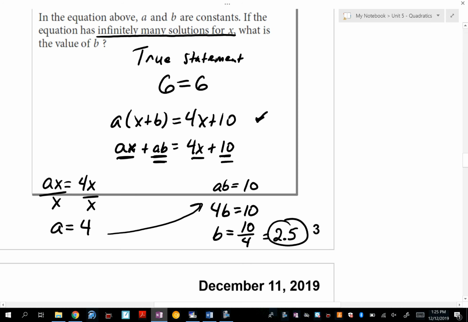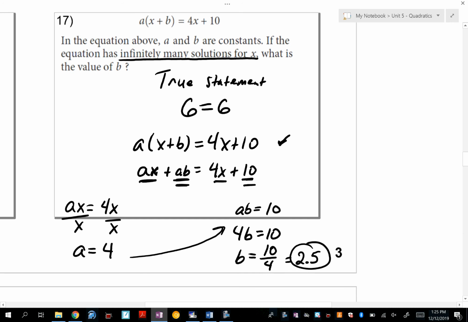Okay. That is 17. So the takeaway from 17 is that if it's talking about a linear equation that has infinitely many solutions, you're looking for a true statement. So whatever's on the one side has to be the same as on the other side.